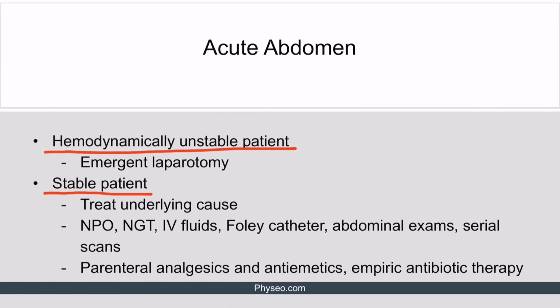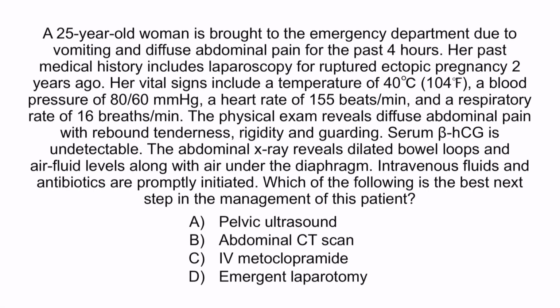Patients must be NPO, or nothing by mouth. In addition, placing a nasogastric tube along with intravenous fluids and a Foley catheter are indicated for stabilization. Frequent abdominal exams and serial scans to evaluate probable worsening of an acute abdomen are critical. Lastly, medications like parenteral analgesics and antiemetics, as well as empiric antibiotic therapy, are often provided while trying to figure out the underlying cause. Let's end our lecture with a board-style question.